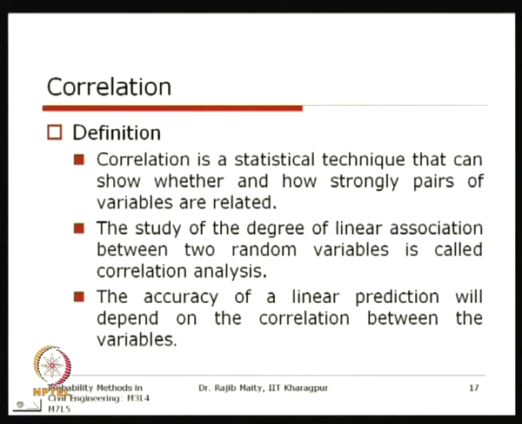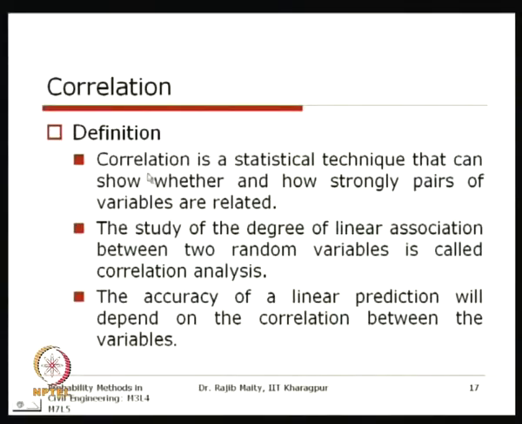Well, now we will take the correlation part that we have discussed earlier. You know that correlation is a statistical technique that can show whether and how strongly pairs of variables are related. The study of the degree of linear association between two random variables is called correlation analysis, and the accuracy of a linear prediction will depend on the correlation between the variables.